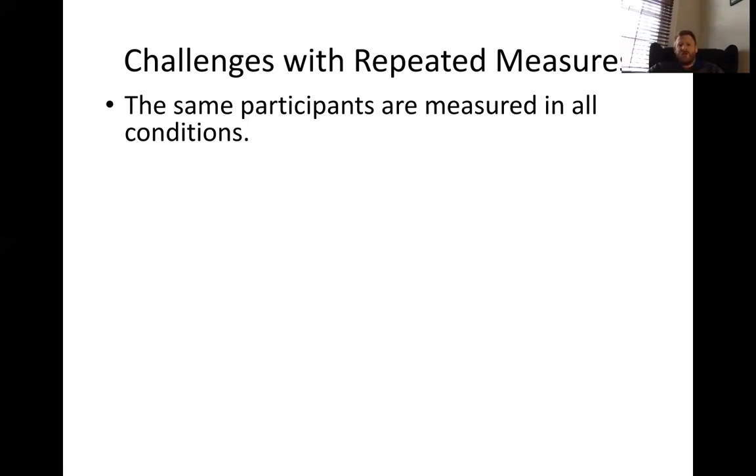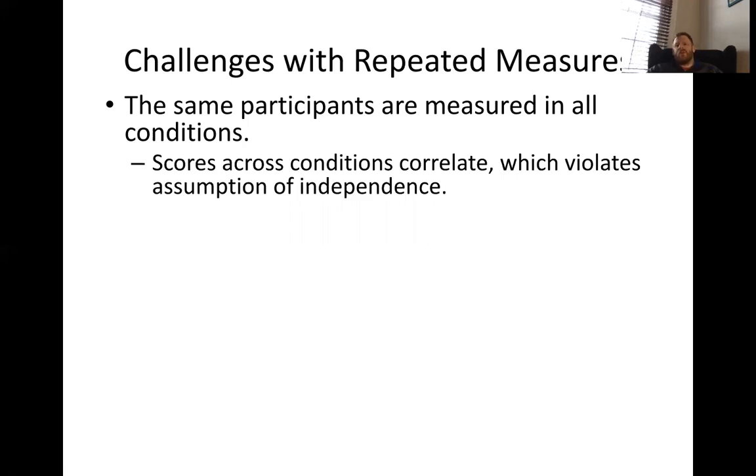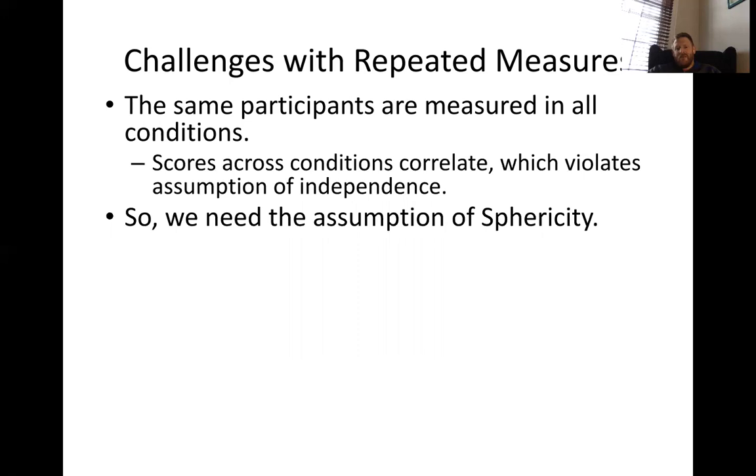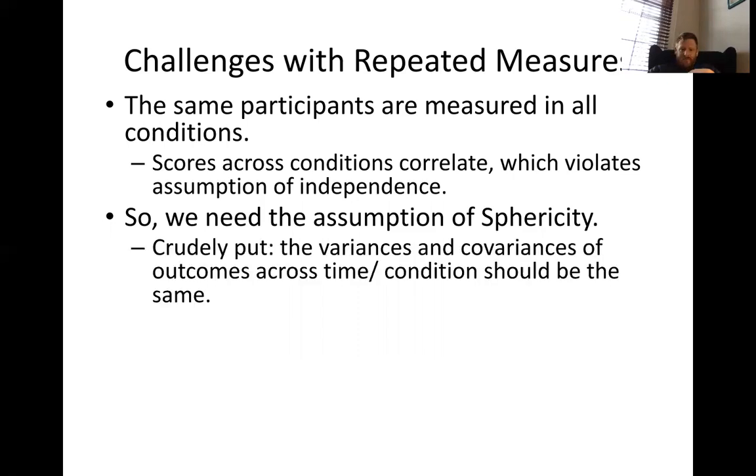So just for starters, if all you have is repeated measures, the same participants are measured in all conditions. So of course, my score at time 1 is going to be correlated to my score at time 2, time 3, and time 4. So our scores within each person correlate. And that, of course, violates the assumption of independence. And so we need to rely on another assumption: maybe these things are related, but they're related in a very specific way. And that's the assumption of what's called sphericity.